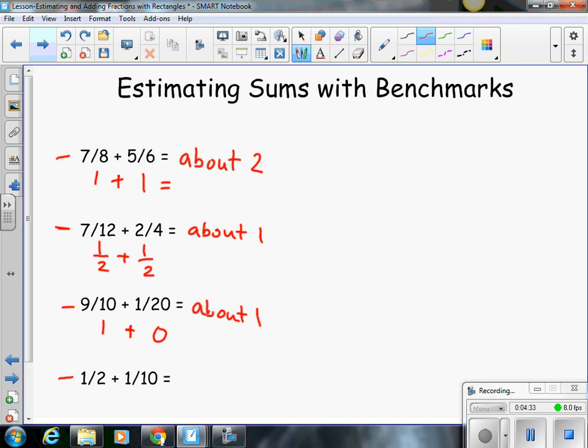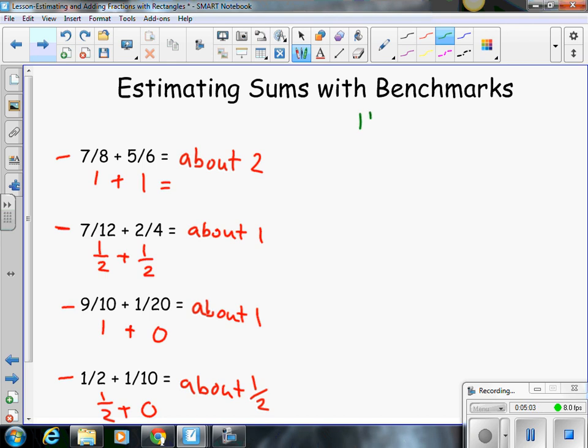Well, 1/2 we don't really have to estimate because it's exactly 1/2 if we use our benchmarks. And 1/10 is really close to 0. So 1/2 plus 0 equals about 1/2. All right. And our last problem is not showing up on our board, so I'm going to write it off to the side here. This one's a tricky one. This is a special problem.